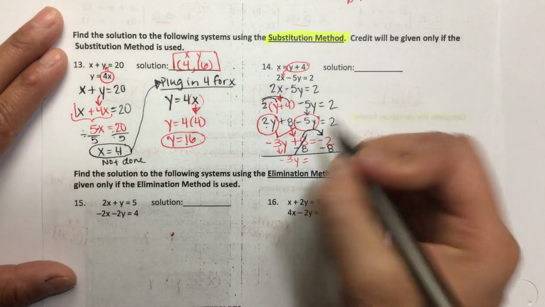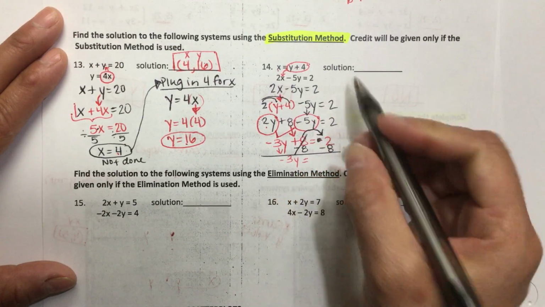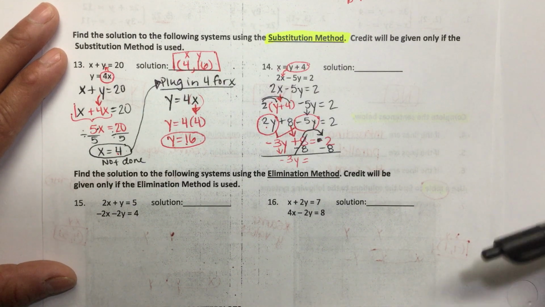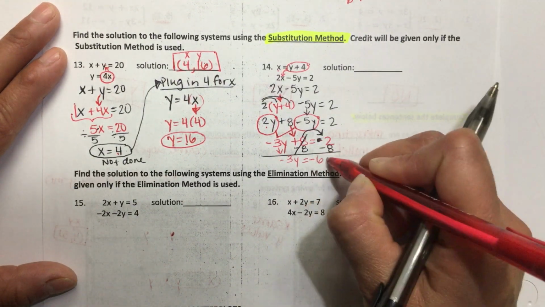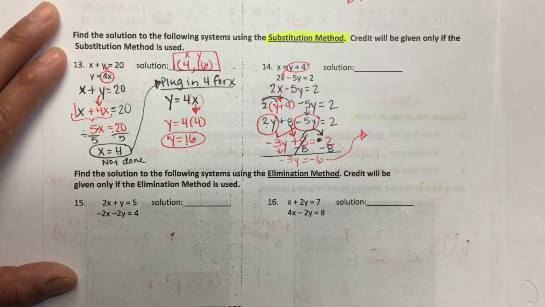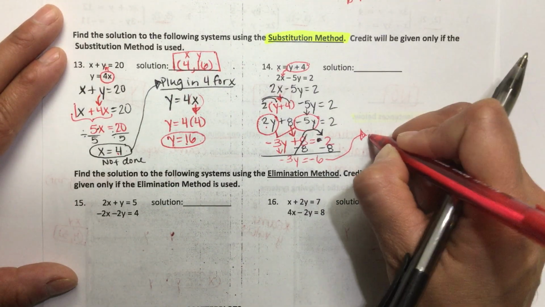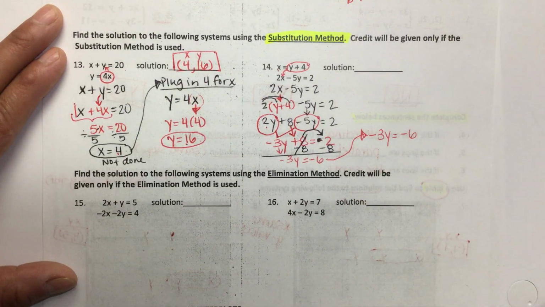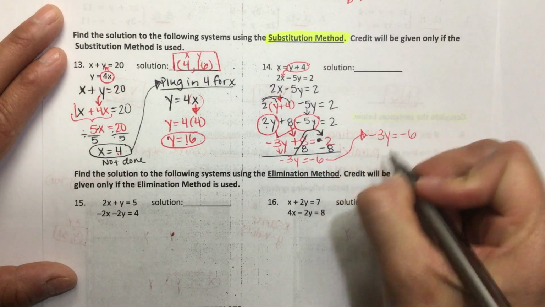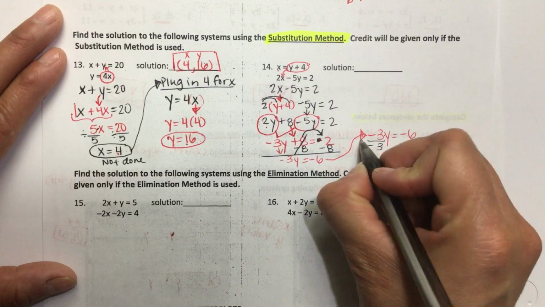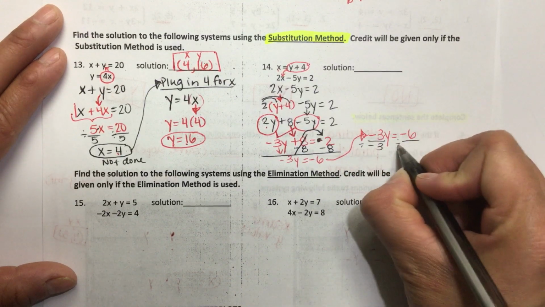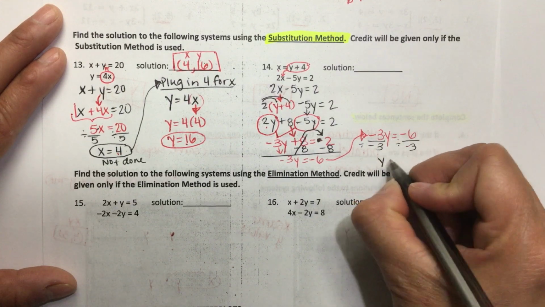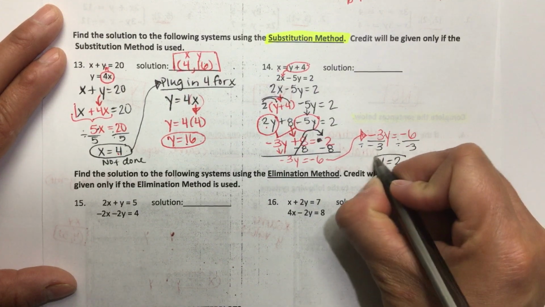Oh, I'm sorry, it's not a negative 2. That should be a positive 2, transferring it down. Positive 2 minus 8 is a negative 6. So taking all of this, I don't have any more room. I'm going to take a negative 3y equals negative 6. To solve for y, I need to undo multiplication, so I'm going to divide by negative 3, divide by negative 3. When I divide by negative 3 on both sides, I should get y equals a positive 2.